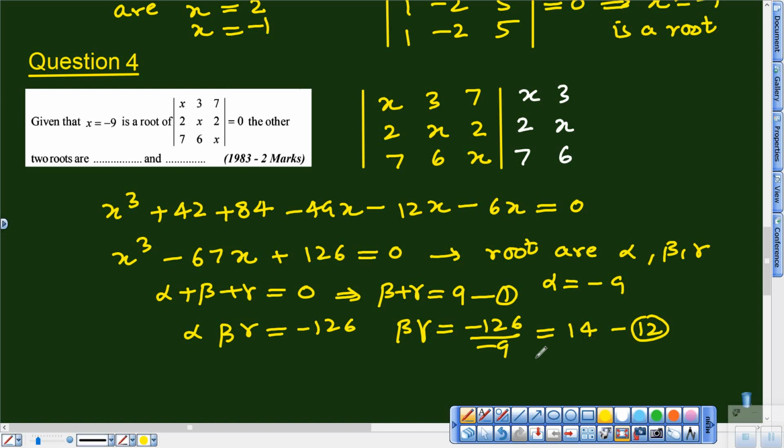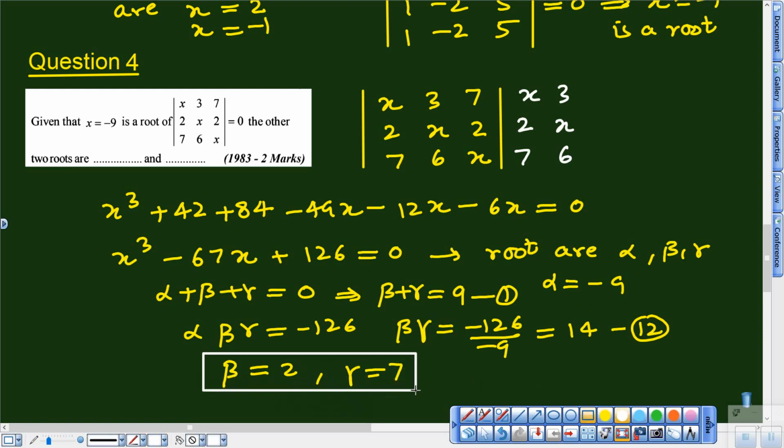Can you conceive these numbers? Yes, they are nothing but 7 and 2. Can you see that 7 plus 2 is 9 and 7 times 2 is 14? Thus, beta is equal to 2 and gamma is equal to 7 are the other two roots, and that is what the answer is, because one of the roots is already given, minus 9, and there are three roots in this cubic equation. That's why the other two roots are 2 and 7.